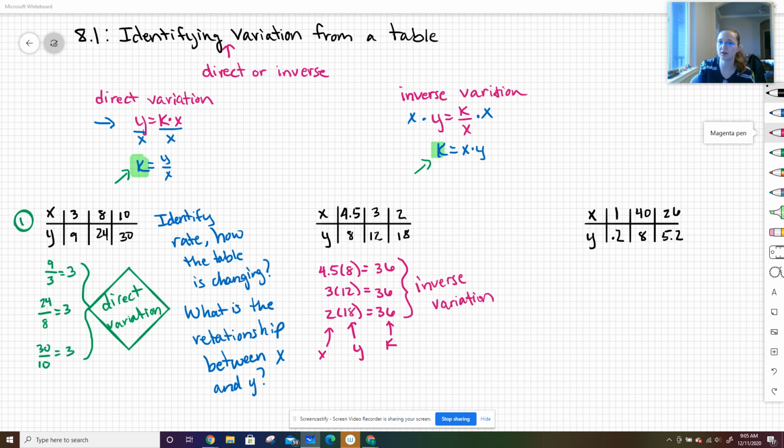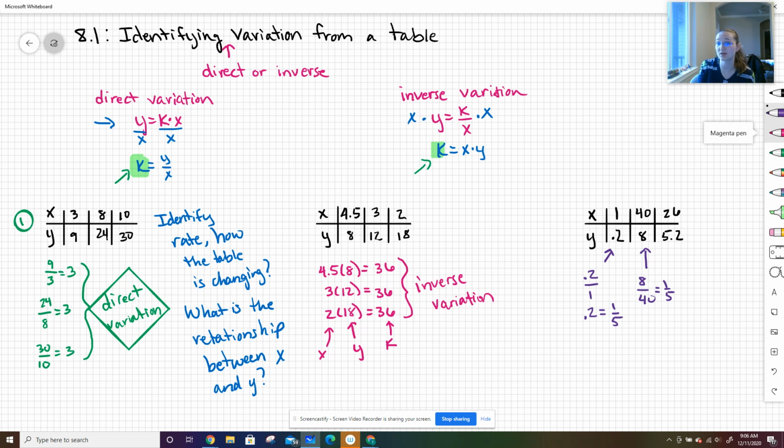Right off the bat, I'm looking at y divided by x. Right here, that's the only nice numbers I have. So if I have 8 over 40, I know that's really 1/5. Now the 26 and the 5.2, I don't know. But right here, I have 0.2 divided by 1. Anything divided by 1 is itself, and 0.2 happens to be the decimal version of 1/5.